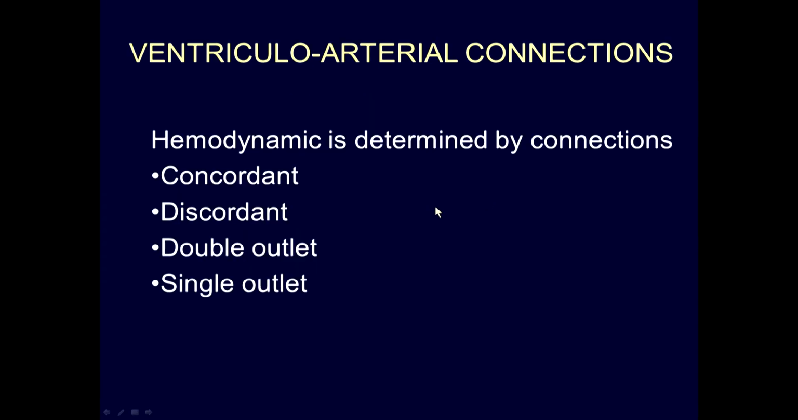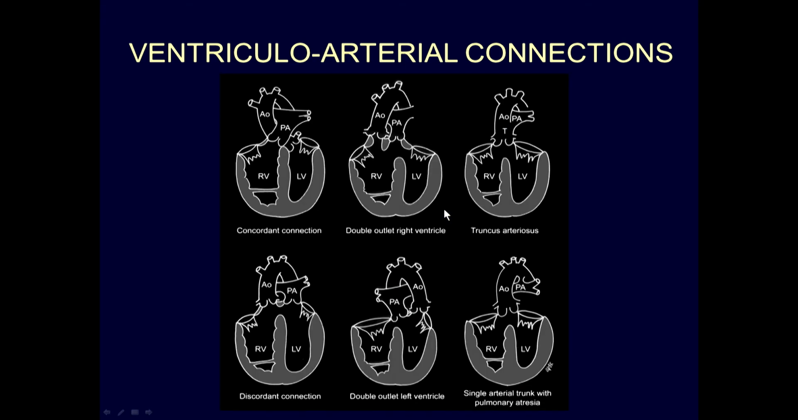And then finally, I'd like to talk about VA connection. Hemodynamics is determined by the connections: concordant, discordant, double outlet and single outlet. This is the concordant VA connection. LV gives rise to the aorta, RV gives rise to the pulmonary artery. This is a usual normal heart. But in this case, LV gives rise to the pulmonary trunk and RV gives rise to the aorta. This is discordant ventriculo-arterial connection.